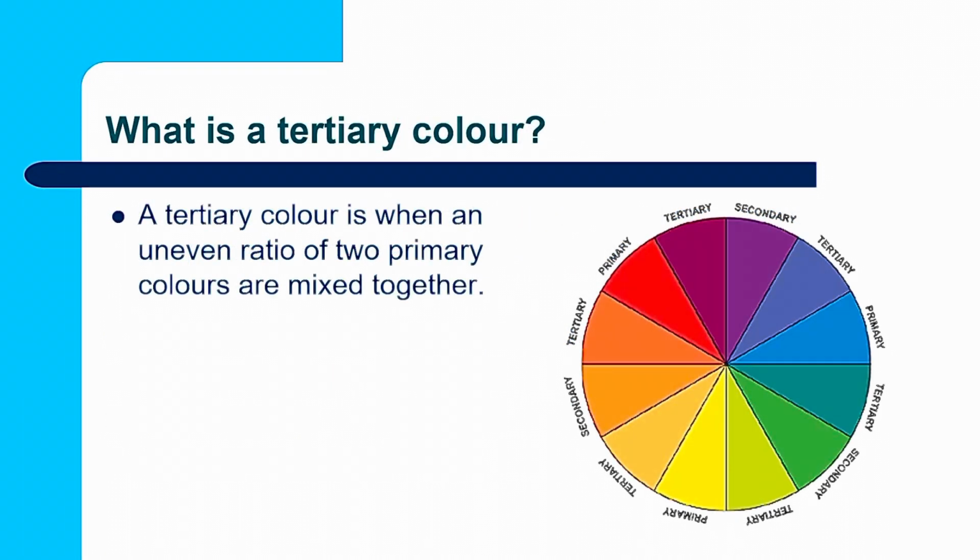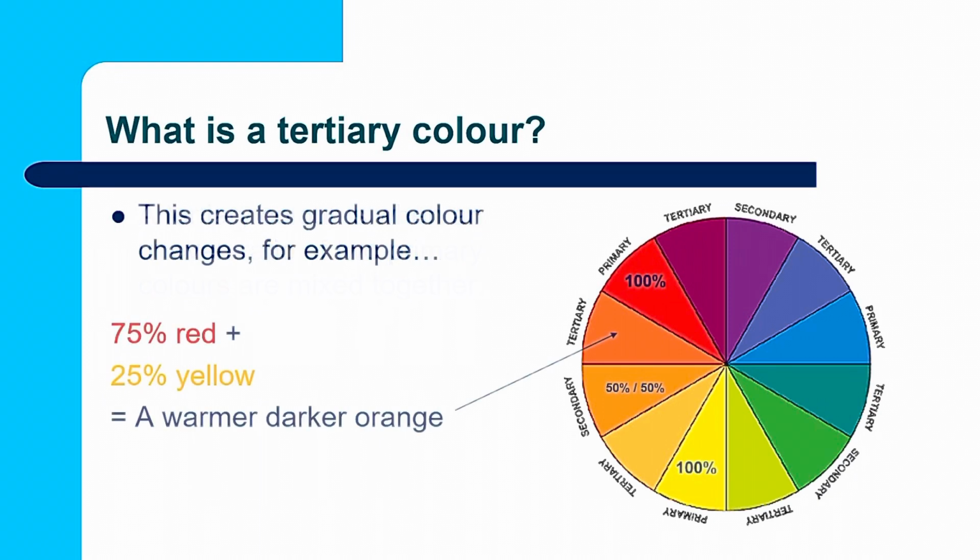A tertiary colour is made when mixing uneven ratios of two primary colours together. So for example, if you mix 75% red and 25% yellow, you would create a warmer, darker orange colour.